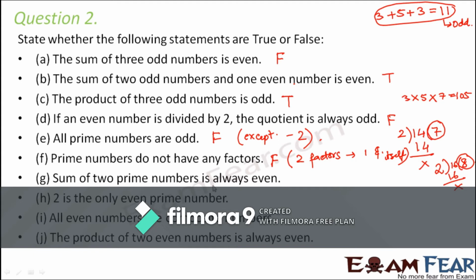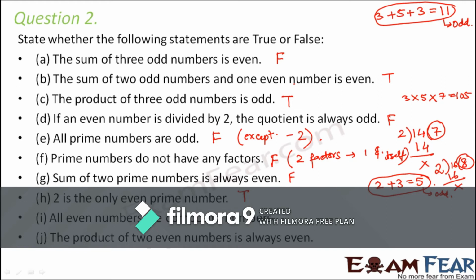Sum of two prime numbers is always even. Now, do you think that is true? Let us consider the first prime number, that is 2. The next prime number is 3. So 2 plus 3 is 5, which is odd. Therefore, the sum of two prime numbers is not always even. 2 is the only even prime number. Yes, that is true. Except 2, all other prime numbers are odd.